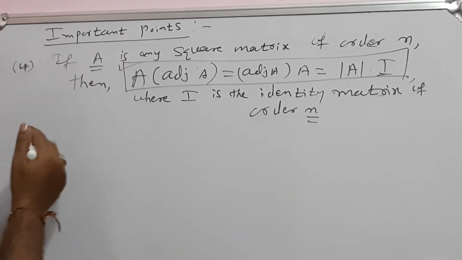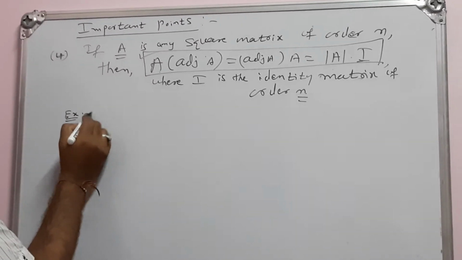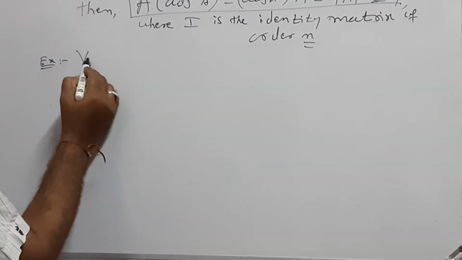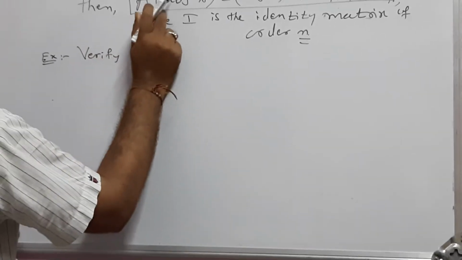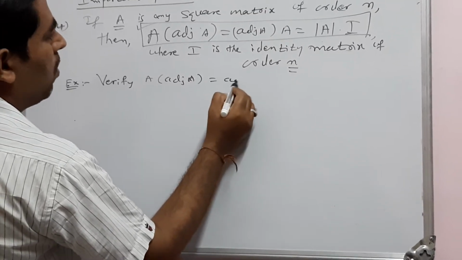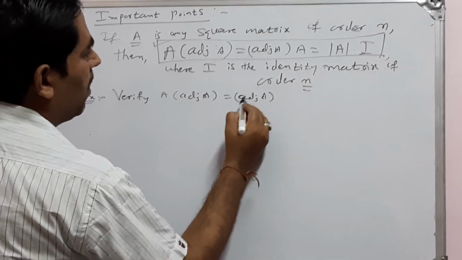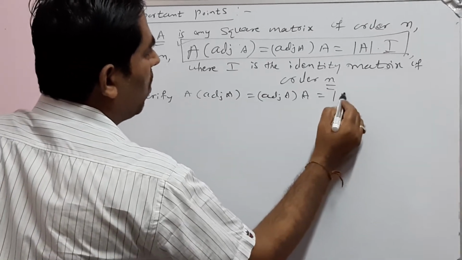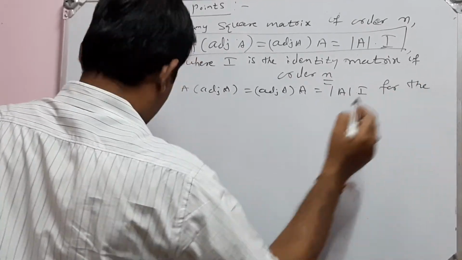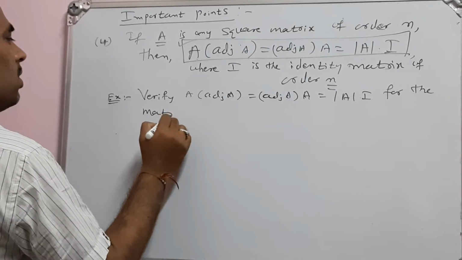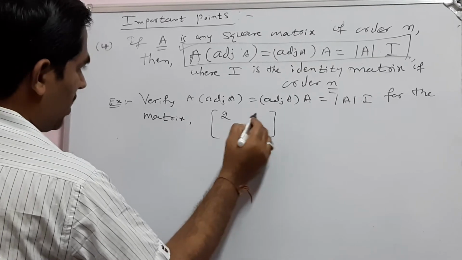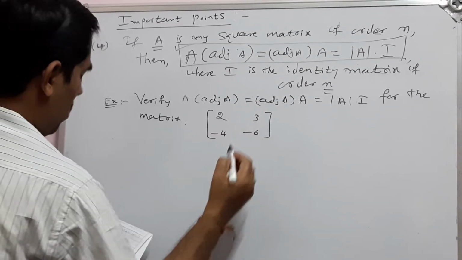Okay, I will consider the example. Let us work out one example here. Verify this property, that is A into adjoint A is equal to adjoint A into A is equal to determinant of A into I for the matrix. I will take a 2 cross 2 matrix here: 2, 3, minus 4, minus 6.